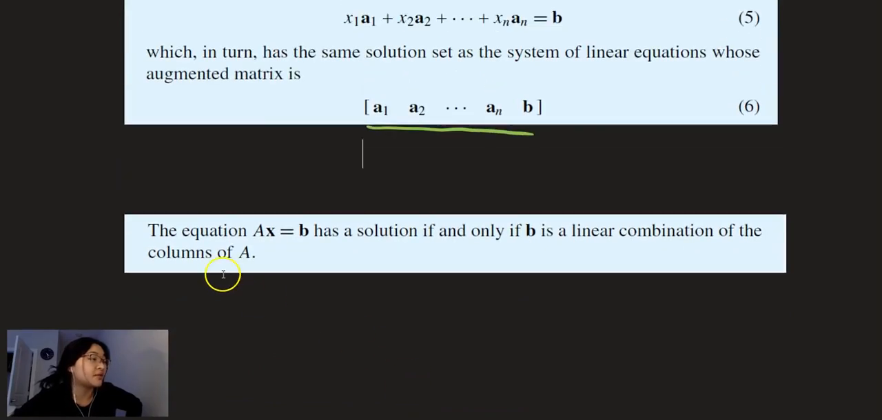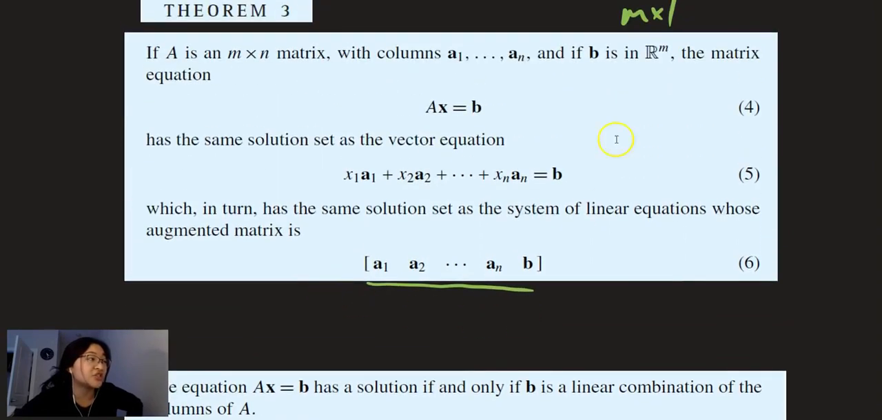And in line with this, the equation Ax equals B has a solution if and only if B can be written as a linear combination of the columns of A, which is saying the same thing that this is saying.